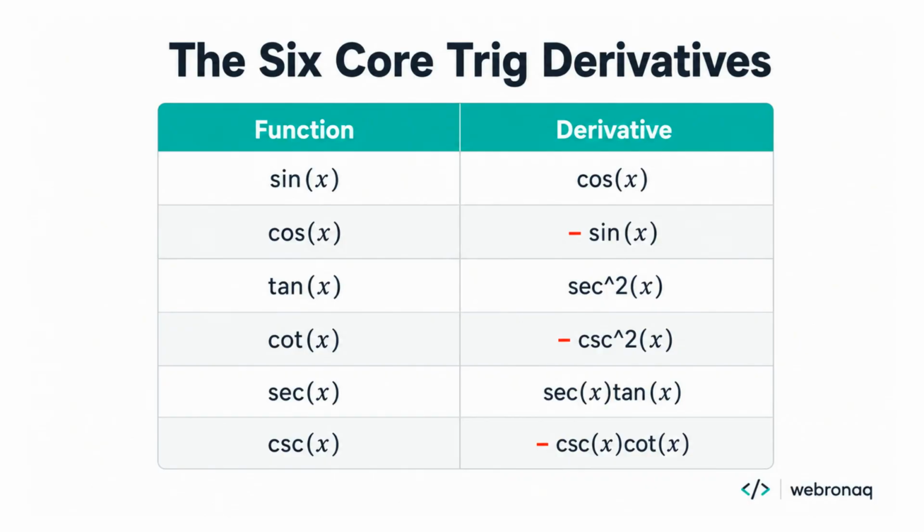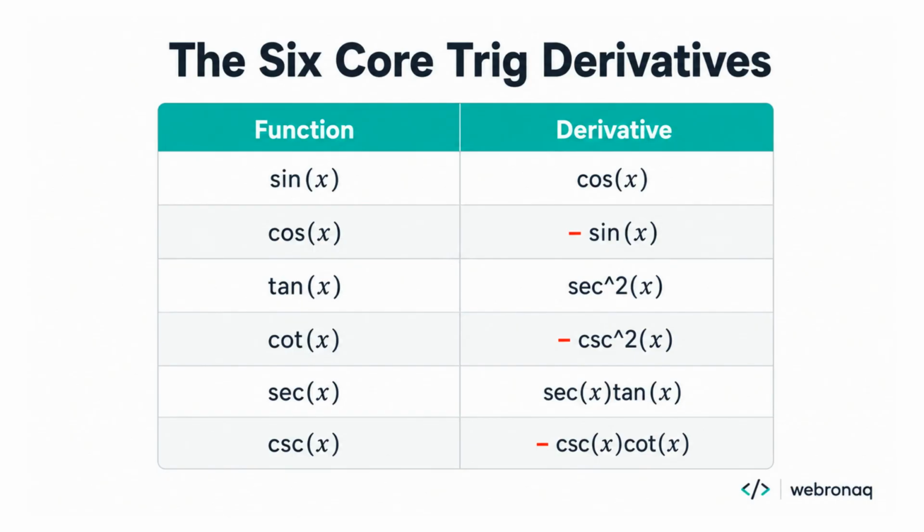The derivative of tangent x is secant squared x. The derivative of cotangent x is negative cosecant squared x. The derivative of secant x is secant x times tangent x. And the derivative of cosecant x is negative cosecant x times cotangent x. Here is the pattern worth noticing. Every cofunction rule, cosine, cotangent, cosecant, picks up a negative sign. That symmetry is not a coincidence, and it is a powerful memory aid.